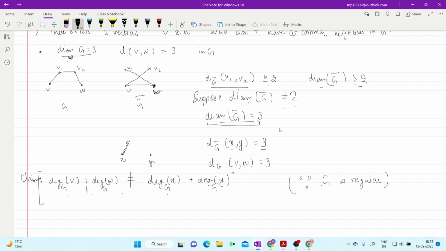So if we show this, then we have arrived at a contradiction, and hence our assumption that the diameter of G bar is not equal to 2 was wrong. So my question is, is it clear that if we prove this claim, our proof is done? We still have to prove this claim.